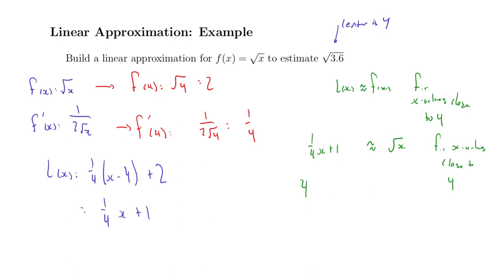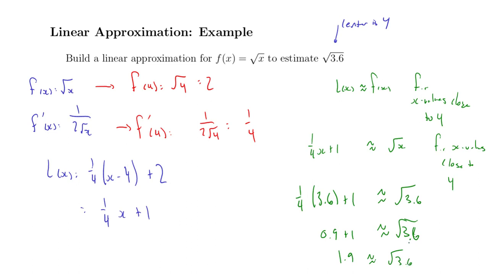And so we could say a quarter of 3.6 plus 1 is approximately equal to the square root of 3.6. A quarter of 3.6 is 0.9, plus 1. So we've got that the square root of 3.6 is approximately equal to 1.9. Is that a good approximation? I don't know, maybe. Maybe it's not as good as we would have hoped. We could pull up a calculator and see what the square root of 3.6 is to more decimal points, and maybe we'll find that 1.9 is okay, but it's not great.